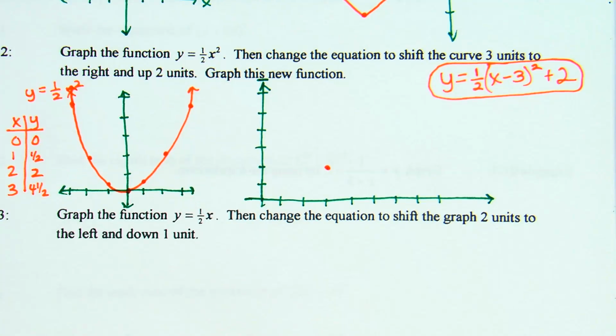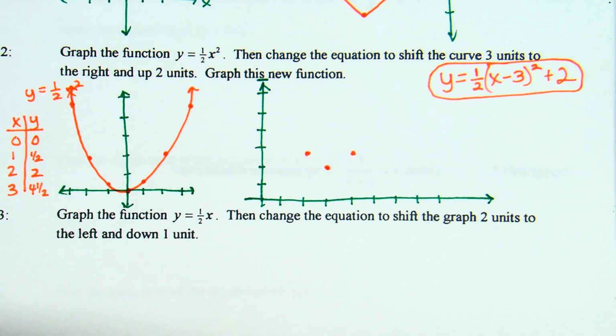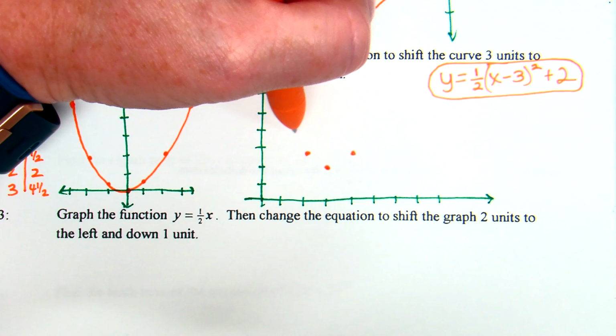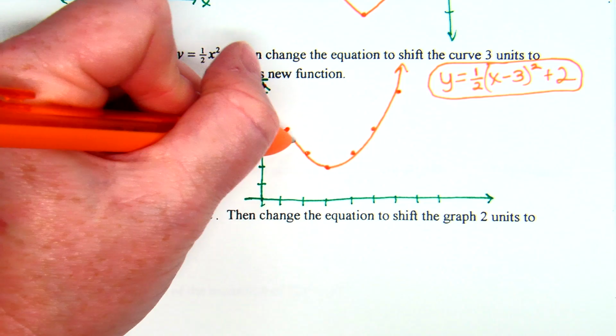Or you can use the points that earlier it was 0, 0. That's my 3, 2 now. From that point, over 1, up a half. If it was 1, 1/2, we can go over 1, up a half, and I can do that in both directions. From my vertex, I can go over 2, up 2. And if you really want to, you can go over 3, up 4.5. Sorry, not a very good parabola, but you get the idea.